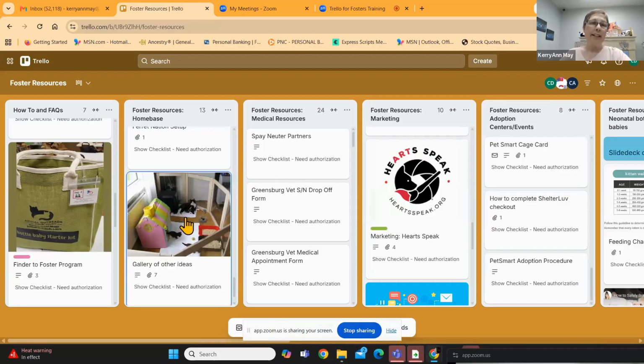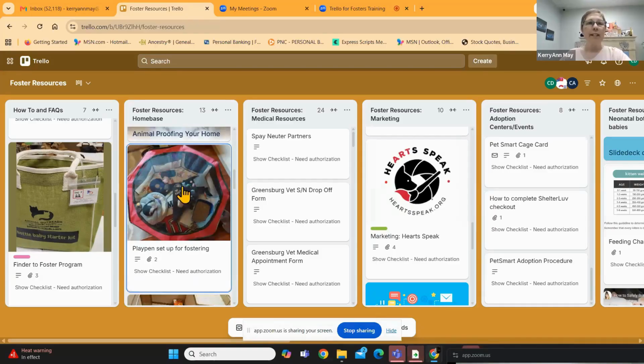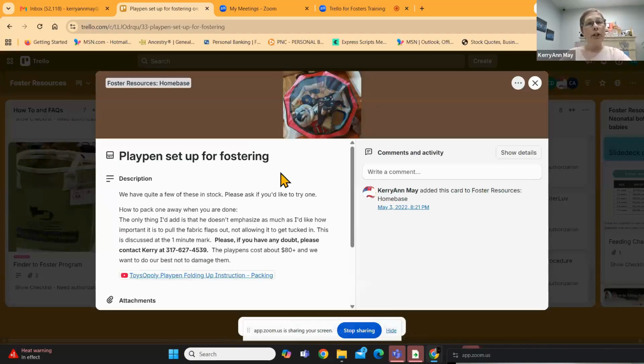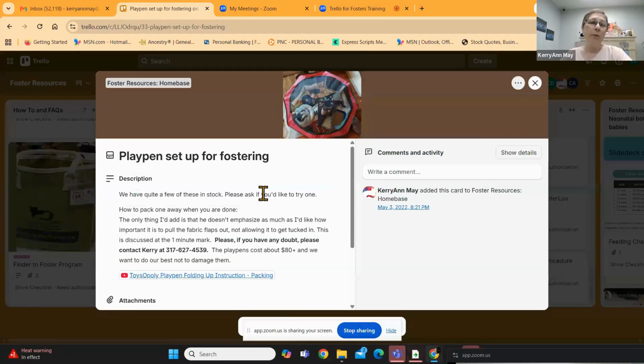And then here's a gallery of lots of other rescues' and fosters' ideas for effective setups that make good use of space. But generally, we are using these playpens. Now, the playpens that you get have a QR code that will link to videos on how to set it up. Like what's the optimal setup? Where do you put the litter box?